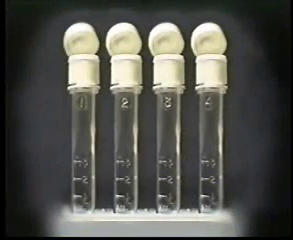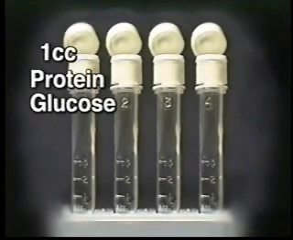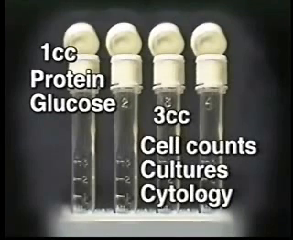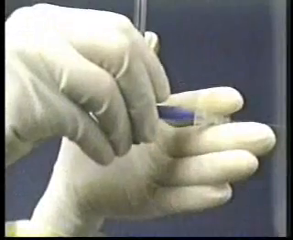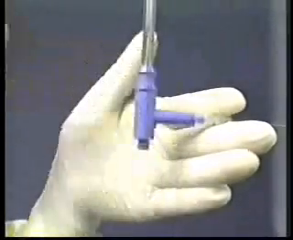Fill the vials in numbered order. You will need about 1 cc for chemistries such as protein and glucose. Cell counts, cultures, and cytology each require about 3 cc's. Use the fourth vial to collect 3 cc's for backup. Once you have the samples, if a closing pressure is indicated, reattach the manometer. If not, remove the stylet.